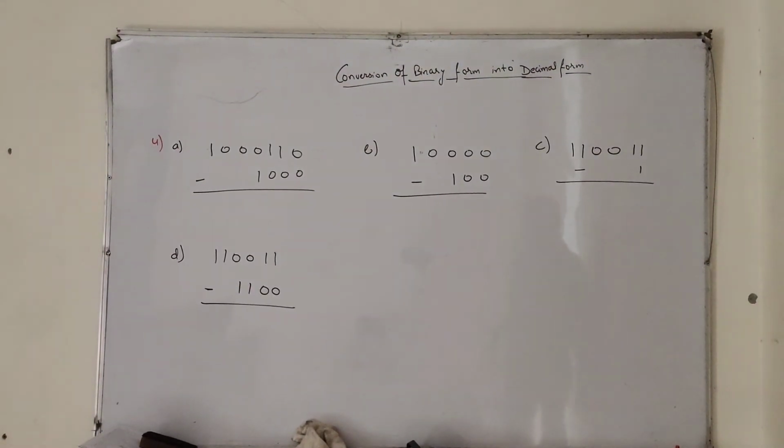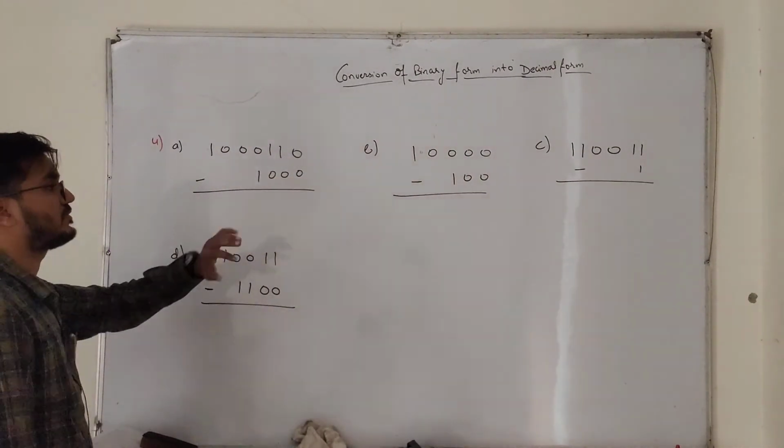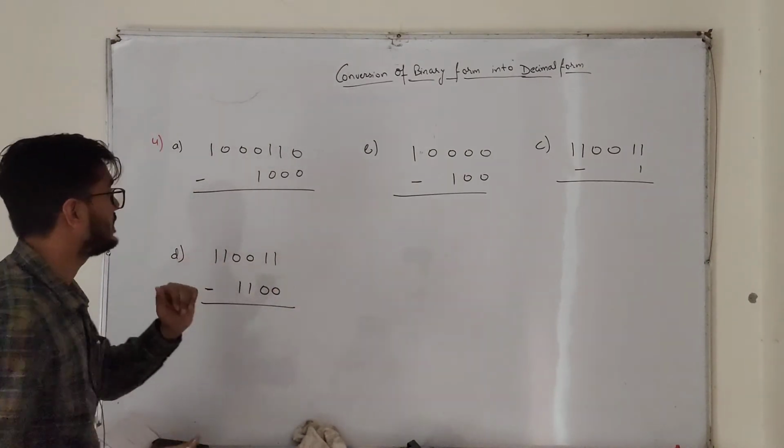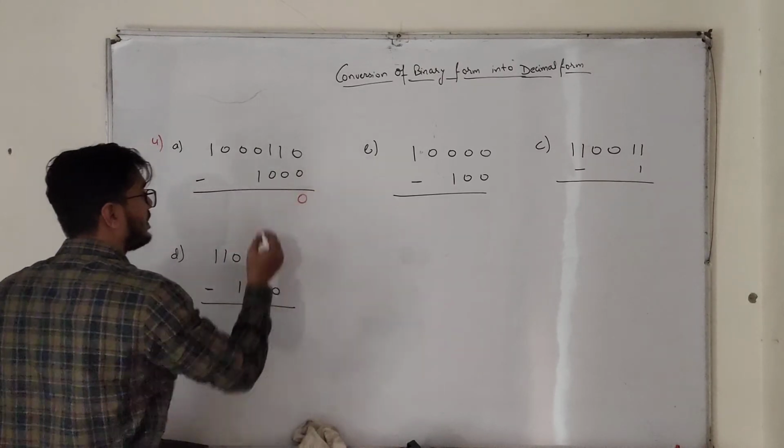Now this is the subtraction process. Subtraction has some different rules. I'll tell you with the help of these questions only. The answer should be in 0 and 1 form, right? So 0 minus 0 is, obviously, we all know, 0.